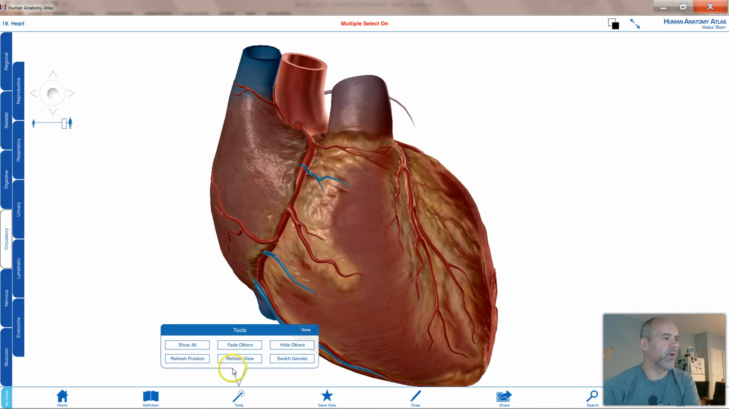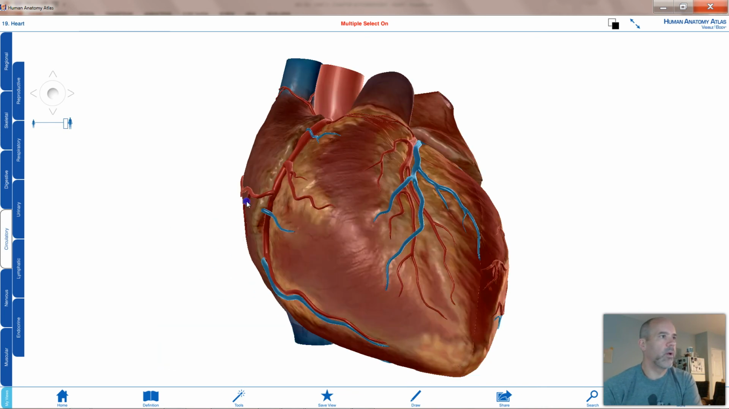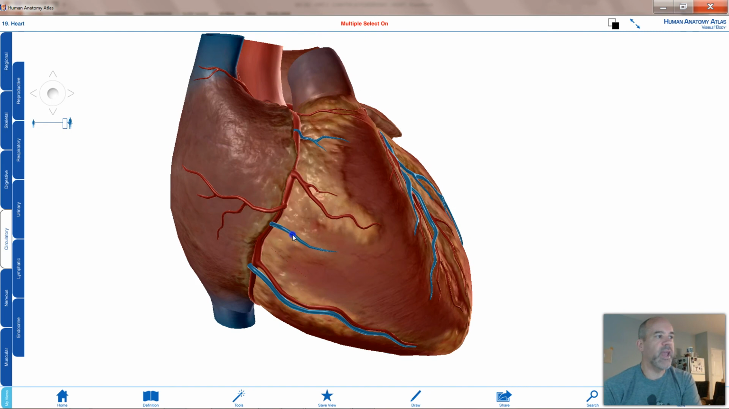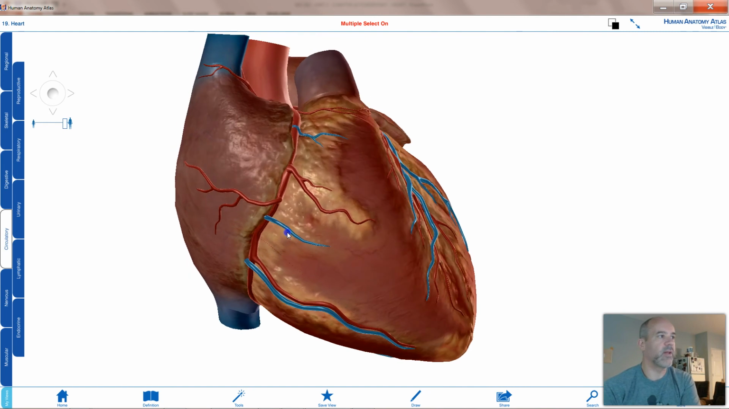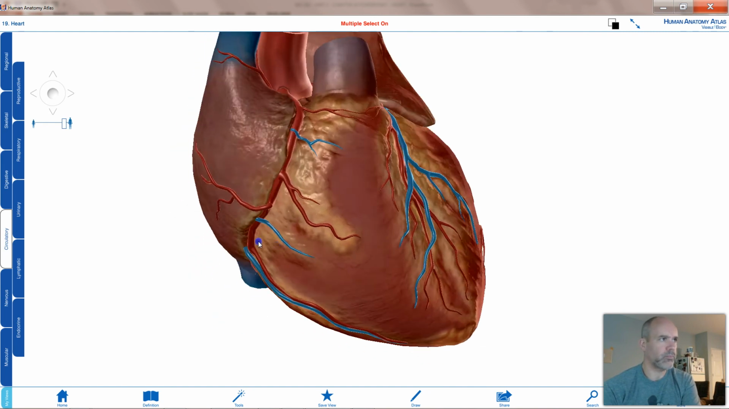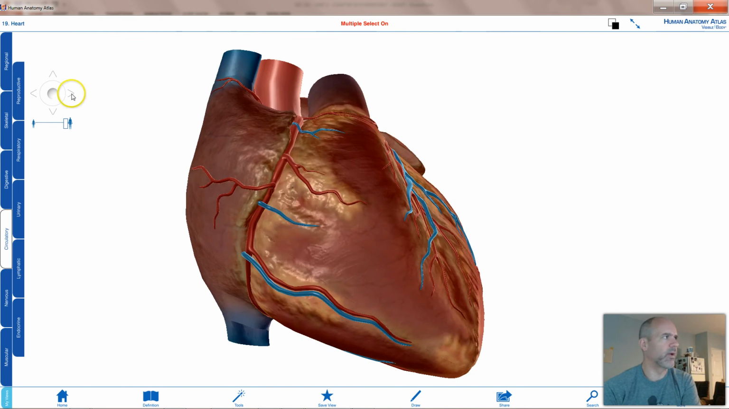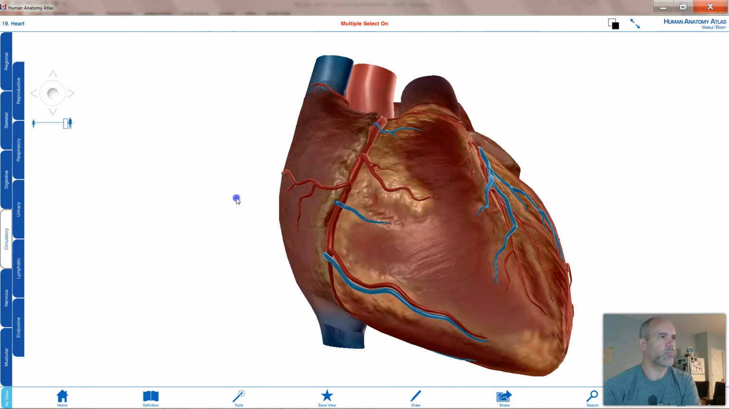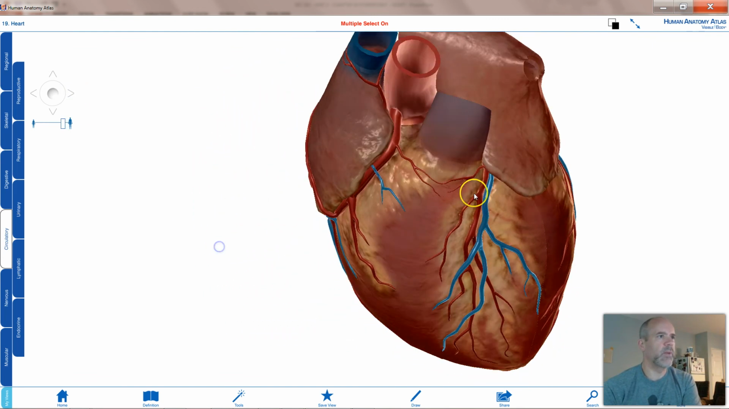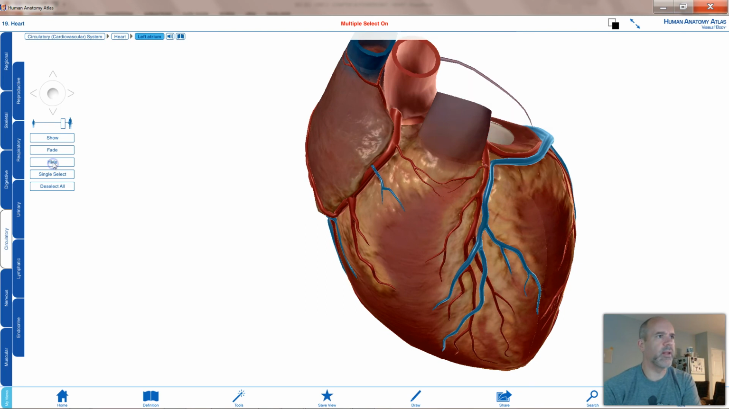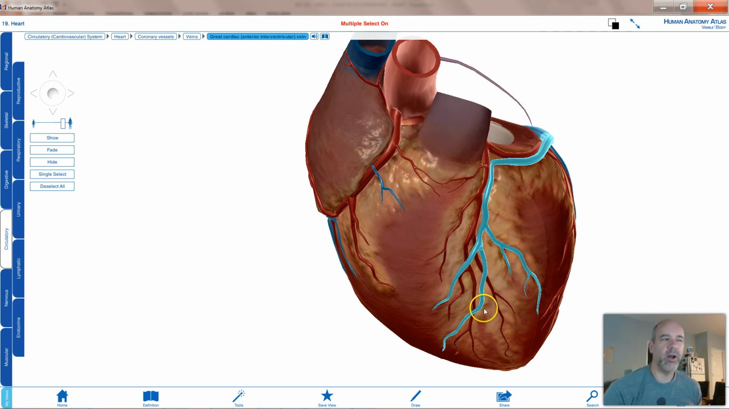All right, so I'm going to have to refresh my view here, and we'll take a look at the major veins of the heart that you need to know. All right. Let me do the same thing I did before and hide the left atrium. That big blue vein right there is called the great cardiac vein. And this portion of it can also be called the anterior interventricular vein as well.